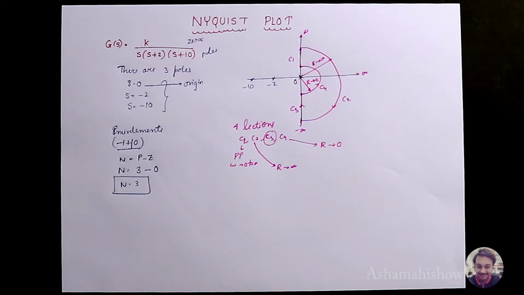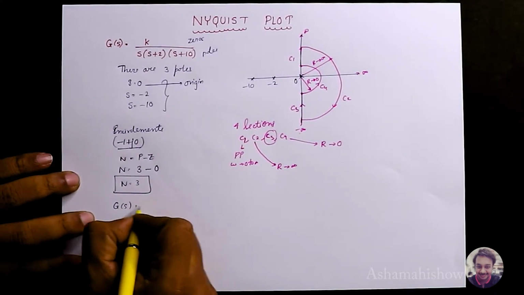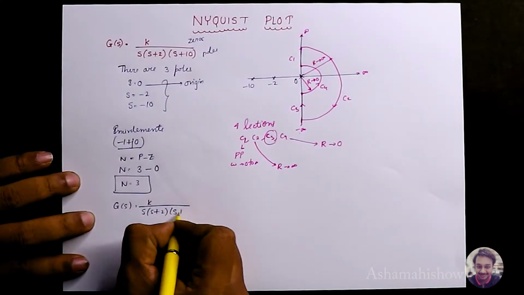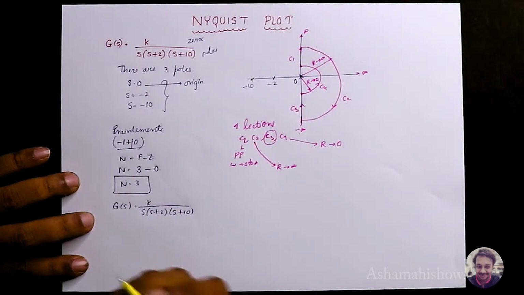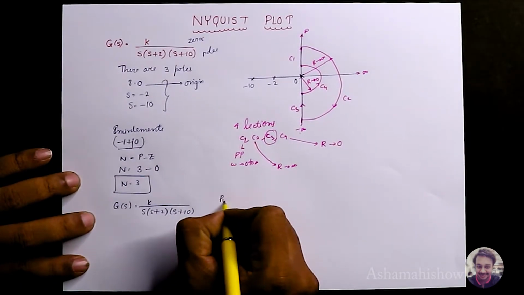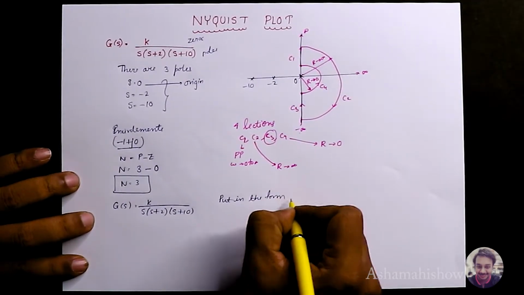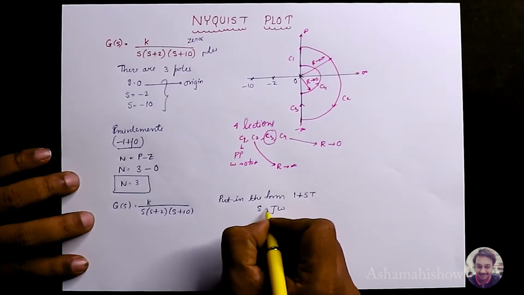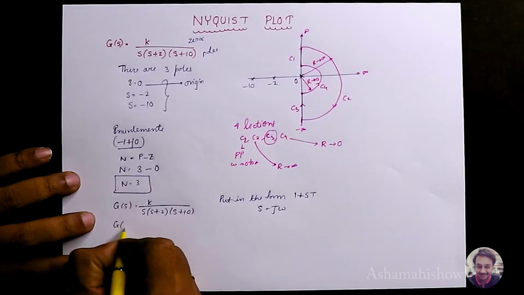First of all, let us take your transfer function, K by s into (s plus 2) into (s plus 10). Now you should keep it in the standard form of 1 plus sT, and you have to replace your s with j omega. So if we do that, what happens?